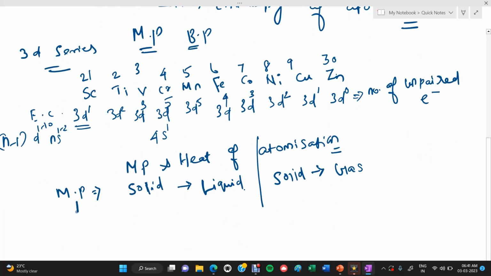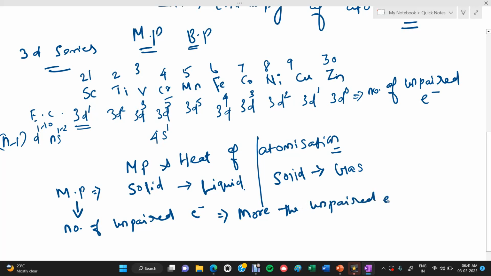The melting point is directly related to the number of unpaired electrons, right? That is, the more the unpaired electrons, the more the melting point. So the number of unpaired electrons directly influences the melting point. That is why I had gone for the number of unpaired electrons here.